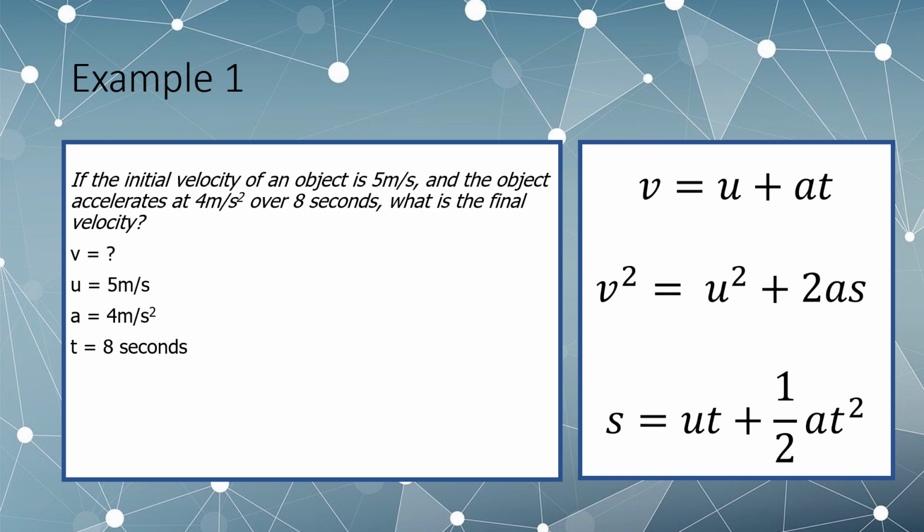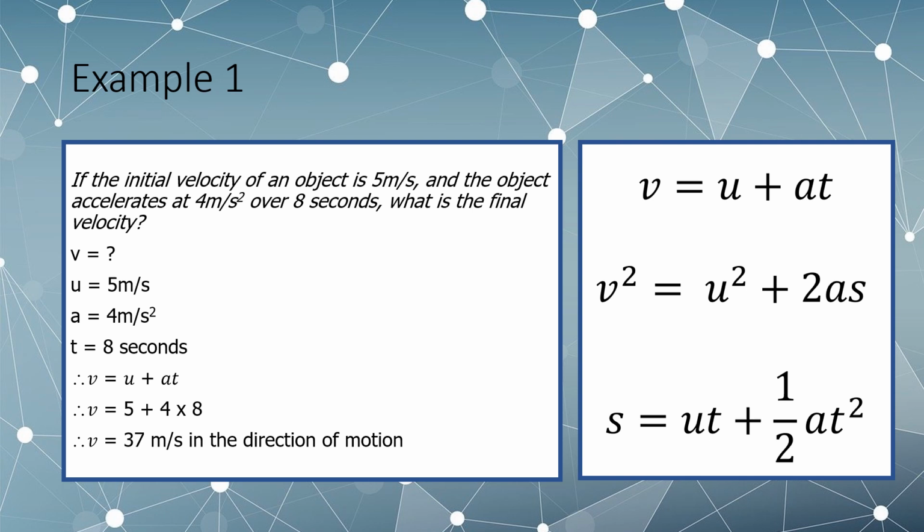So we're looking for our V, and we have our U, our A, and our T. Hopefully you can see we're just going to use this first formula on the top here on the right, because that has everything we need to solve for V. It has one unknown. That's the key. You're looking for just one unknown. So therefore, V equals U plus AT, which gives us V is equal to 5 plus 4 times 8, which is going to give us V is equal to 37 meters per second.